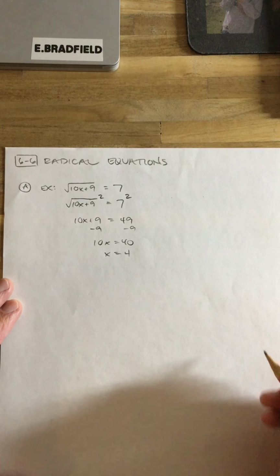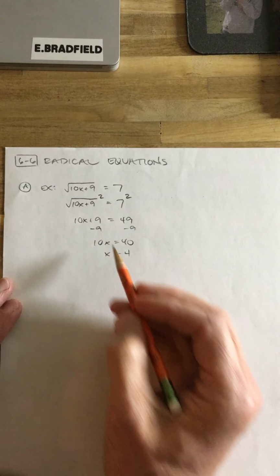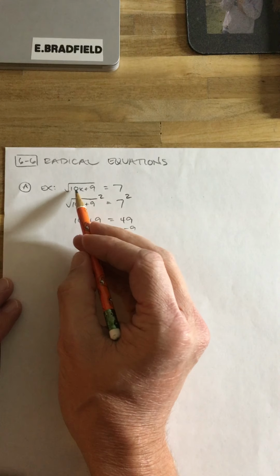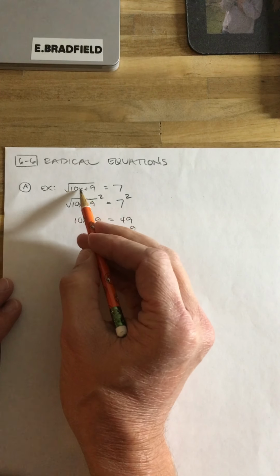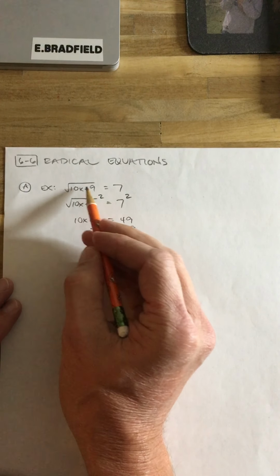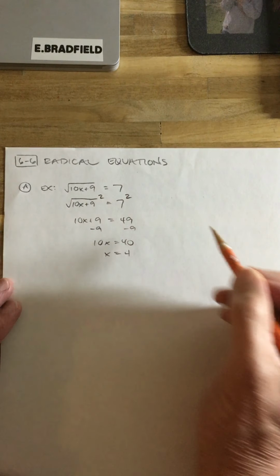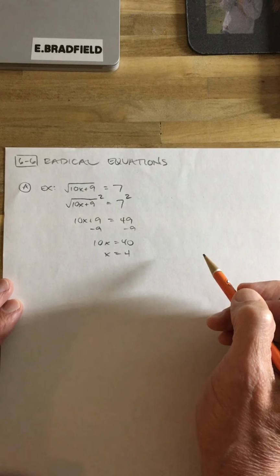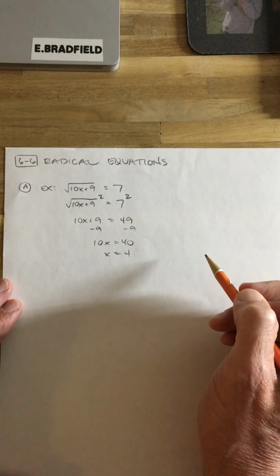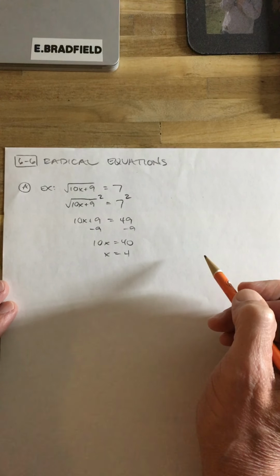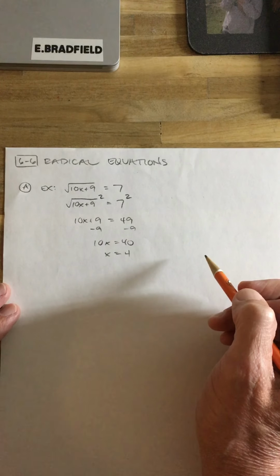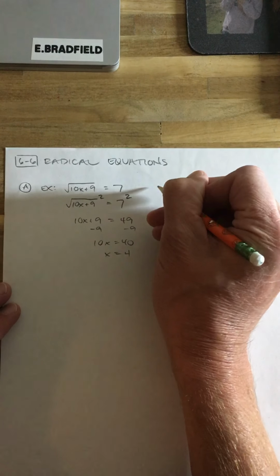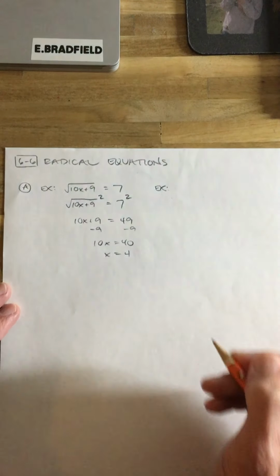And you could plug it in. Plug in 4. 10 times 4 is 40, plus 9 is 49. Square root of 49 is 7. 7 equals 7. And remember, you don't have to put plus or minus or anything like that because we are squaring both sides. We're not square rooting. So anyway, that's one of the easy ones. Let's try another easy one.